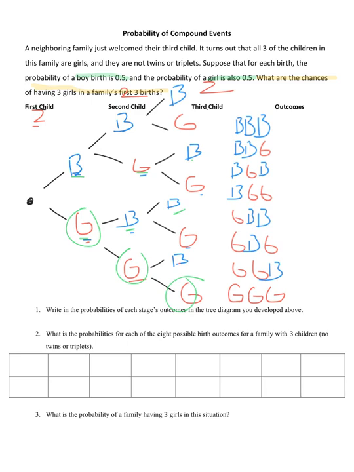Now question 1 is going to ask us to write in the probabilities of each stage's outcome in the tree diagram you developed above. So all that means is above we want to write in what's the probability of having a boy and a girl. Well, starting off with the first child, having a boy it's 0.5 and having a girl it's 0.5. So we're just writing in these probabilities.